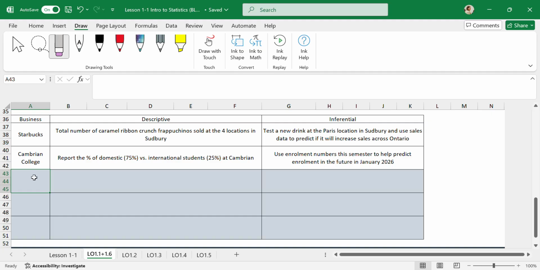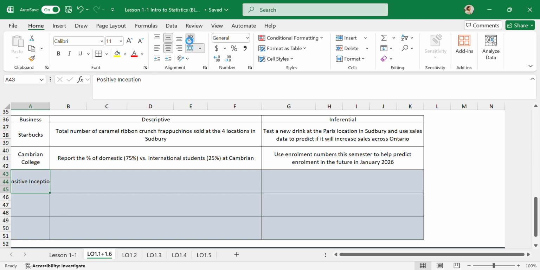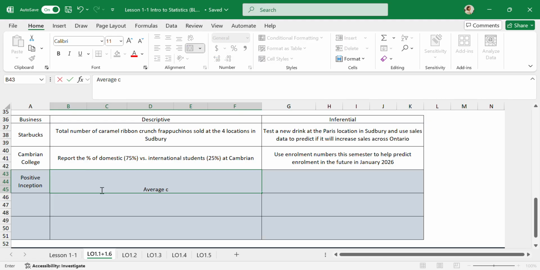So it could be any business. Descriptive would be any kind of number you can report. So think about something you could count, a percentage, a dollar amount, any value you could report. So if I chose a clothing store in Sudbury, let's say Positive Inception, because it's a brand that's unique to Sudbury and was started by a Sudbury local. A descriptive statistic could be like average cost per clothing item sold.